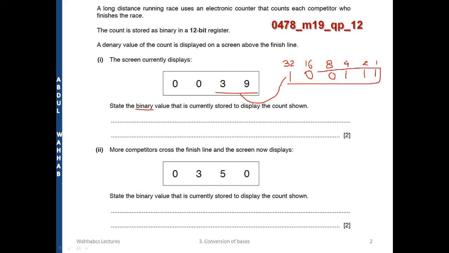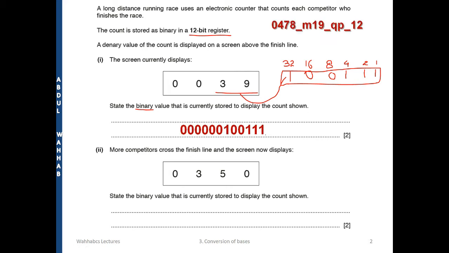So this is your answer, but it's not in 12-bit format. How many bits have you used? 1 2 3 4 5 6. The question asked that you are required to write the answer in 12-bit binary. So for a 12-bit register you will have to write the zeros on the extreme left side. So I'm sure it is clear, and now look at the answer.